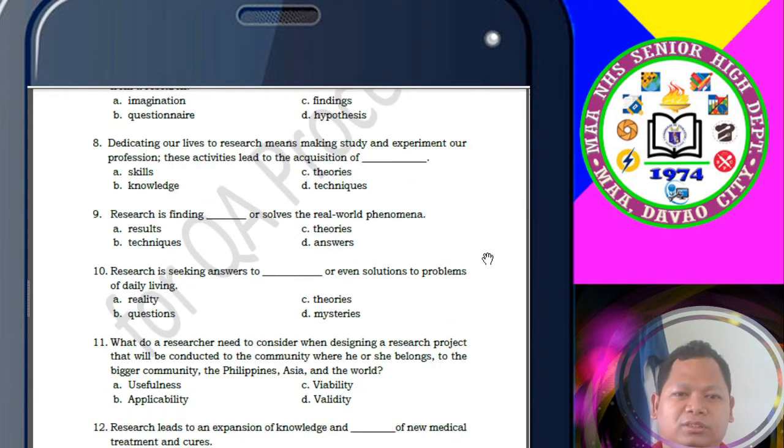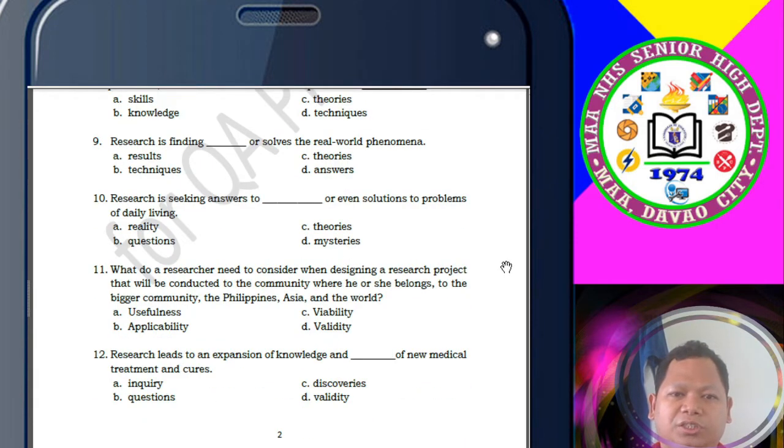Number 8. Dedicating our lives to research means making study and experiment our profession. These activities lead to the acquisition of blank. A, skills. B, knowledge. C, theories. D, techniques. Correct. Letter B, knowledge. Number 9. Research is finding blank or solves the real world phenomena. A, results. B, techniques. C, theories. D, answers. Correct answer is letter B, questions.